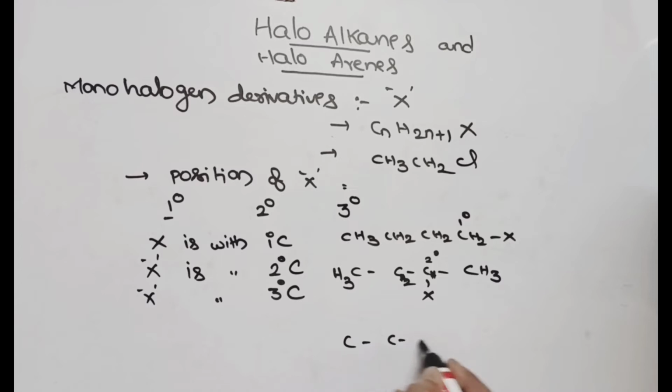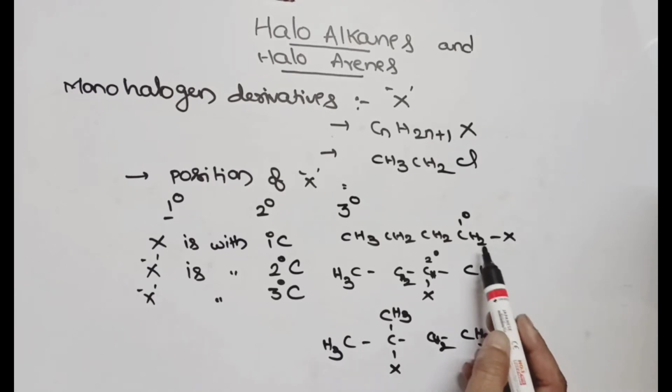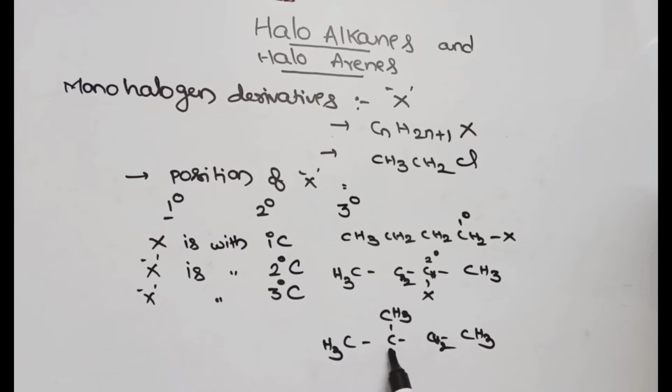Tertiary monohalogen derivative, then a halogen is with a tertiary carbon. This carbon is the tertiary carbon, carbon with another three carbon atoms. Primary carbon, secondary carbon, tertiary carbon. On the basis of the position of a halogen, monohalogen derivatives are classified into three types: primary monohalogen derivative, secondary monohalogen derivative, and a tertiary monohalogen derivative.